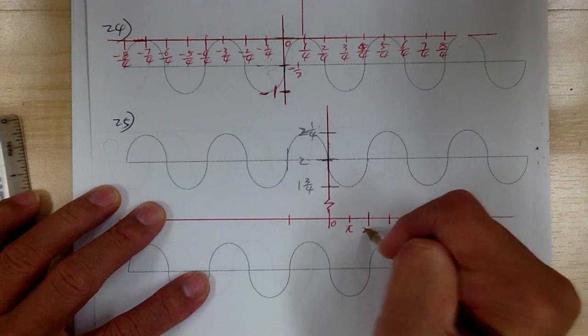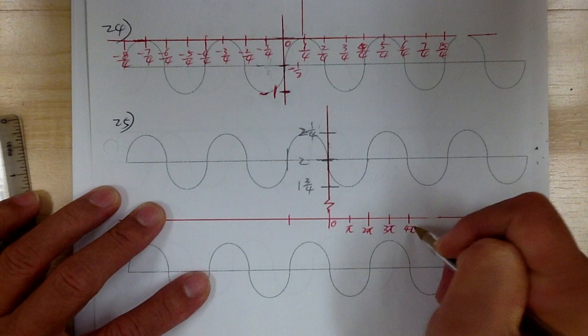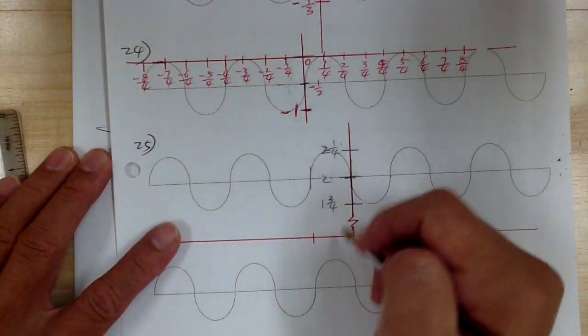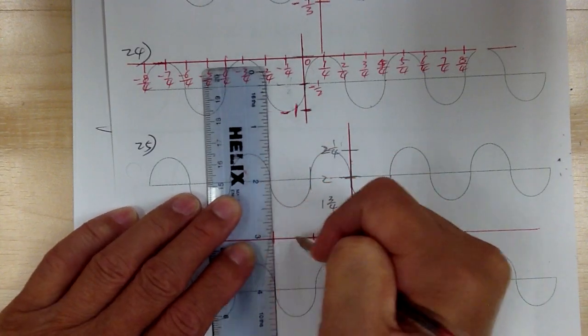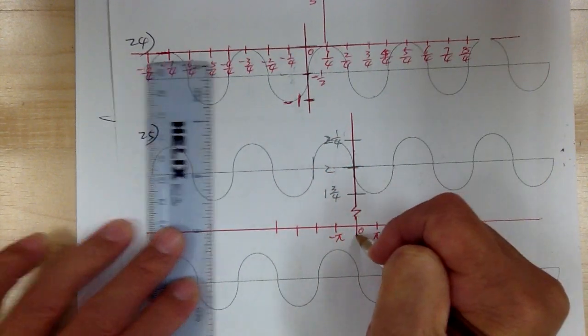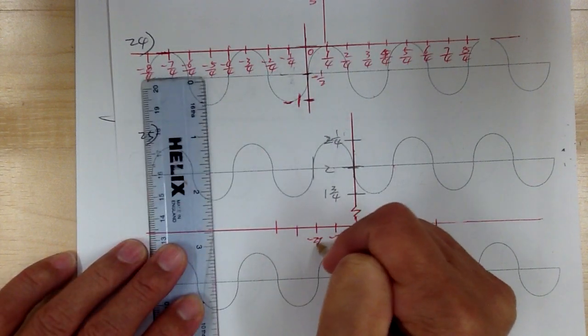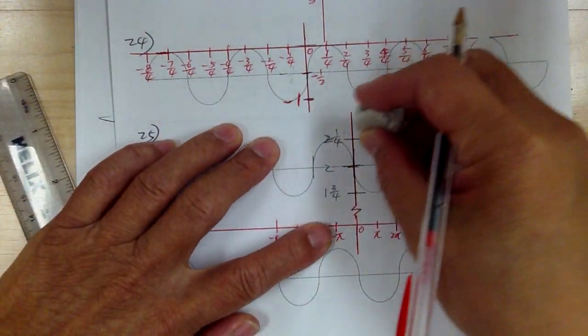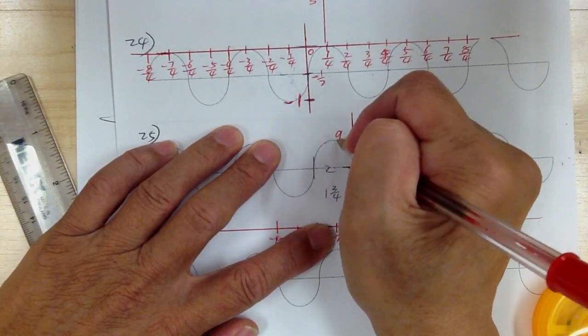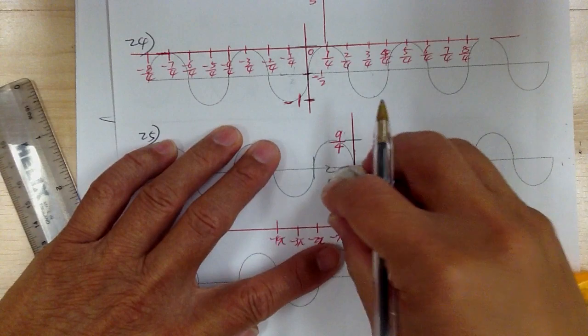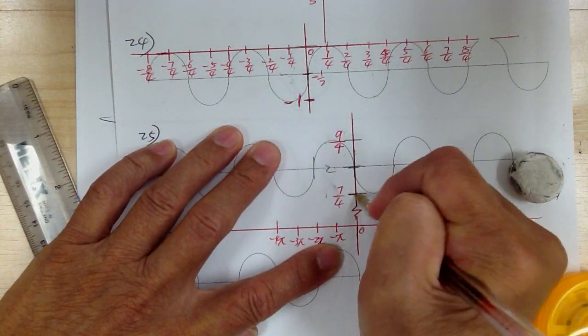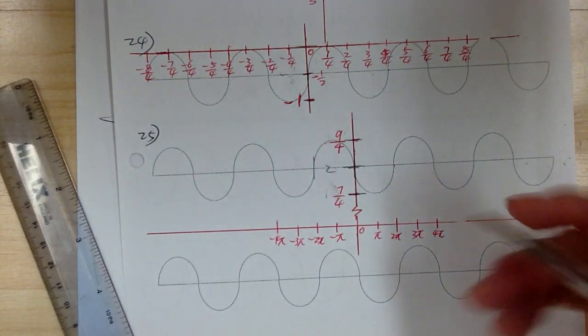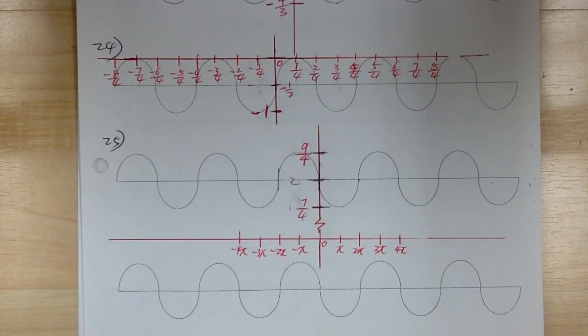So the q is pi. That means every division is pi. So it's pi, 2 pi, 3 pi, 4 pi. And you have to go to the negative 4 pi. So this is negative pi, negative 2 pi, negative 3 pi, negative 4 pi. And if you want to use improper fractions, that's fine. So it would be 9 over 4, and this would be 7 over 4. And so that's your graph for number 25. Okay, let's go to number 26.